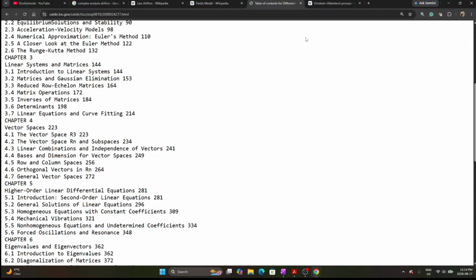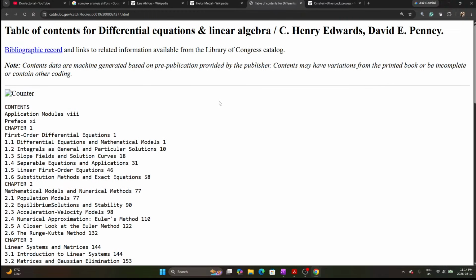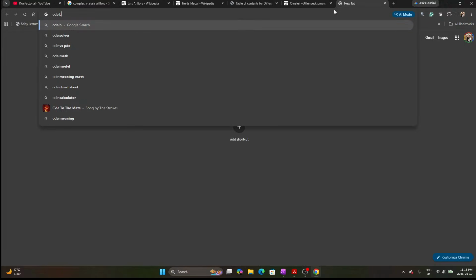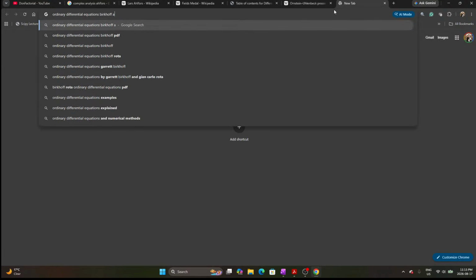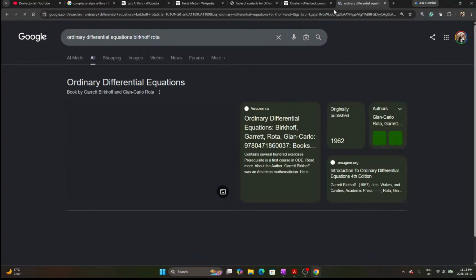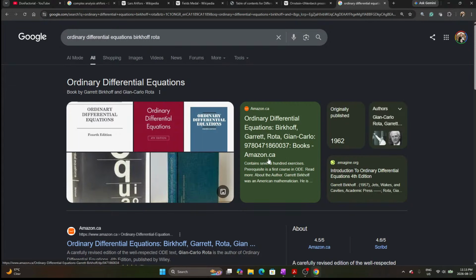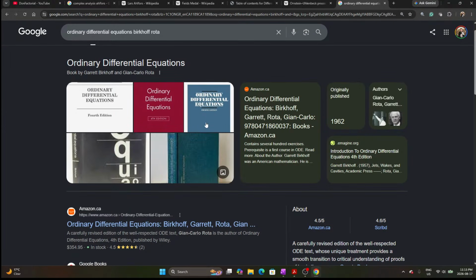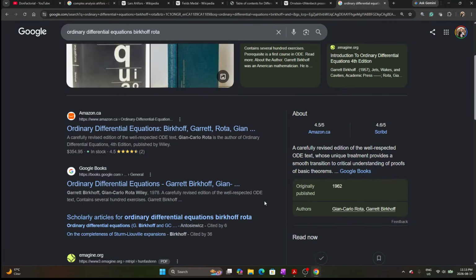There you go. And for a proof-based ODE book, there are various levels. One great example is the ODE book by Birkhoff and Rota. This is a classic on ODE. It contains full proofs.